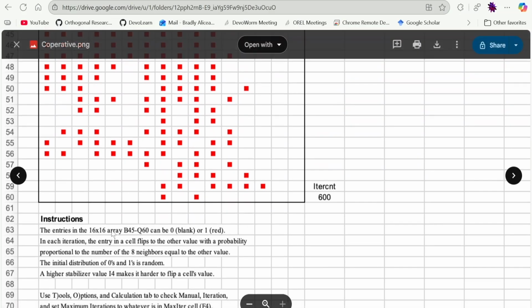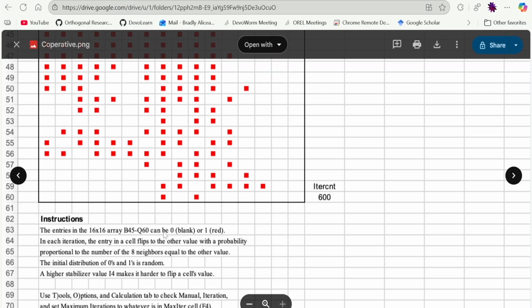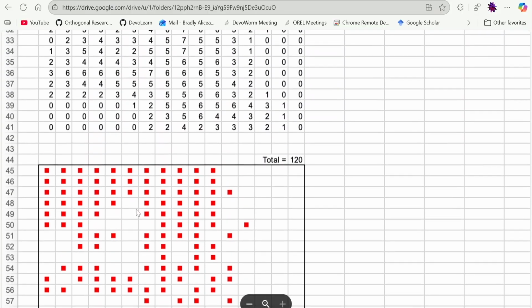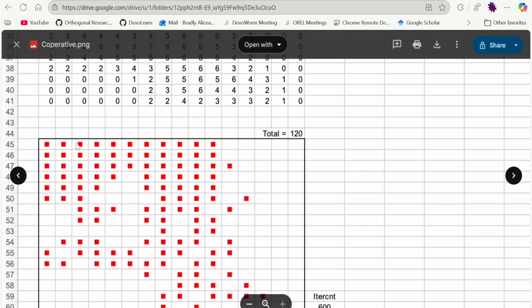So the entries in the 16 by 16 array can be 0, blank, or 1, red, these red squares. In each iteration, the entry in a cell flips to the other value with a probability proportional to the number of 8 neighbors equal to the other value. So in this case, we have these neighborhoods of 8 cells surrounding an initial cell. So this cell here is going to have 8 neighbors. It's going to be every cell that surrounds it: 3 on the top, 3 on the bottom, and 1 on each side.